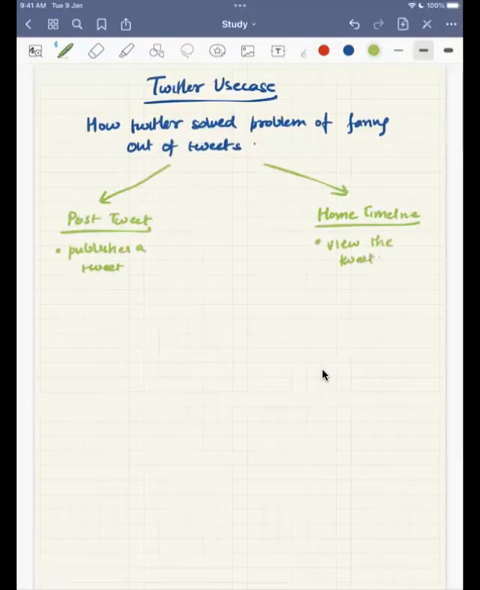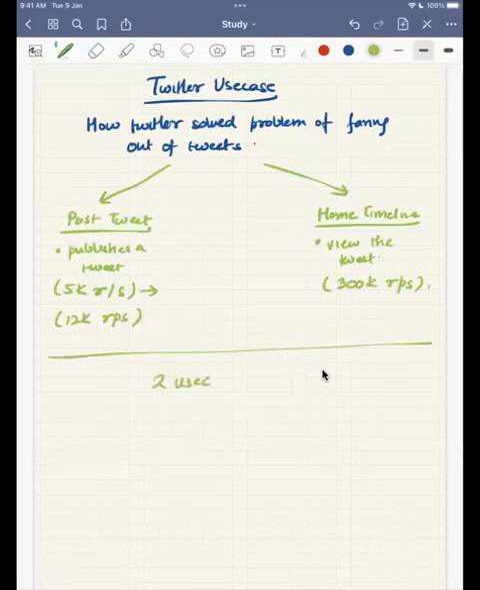Now we need to think about the scale of post tweet and the scale of home timeline. 5k requests per second is the scale in the average case in which a user posts a tweet. In peak hours, it could range up to 12k requests per second. And in this case, the view is more, so it is 300k requests per second. These are the two use cases for which we want to solve the problem.